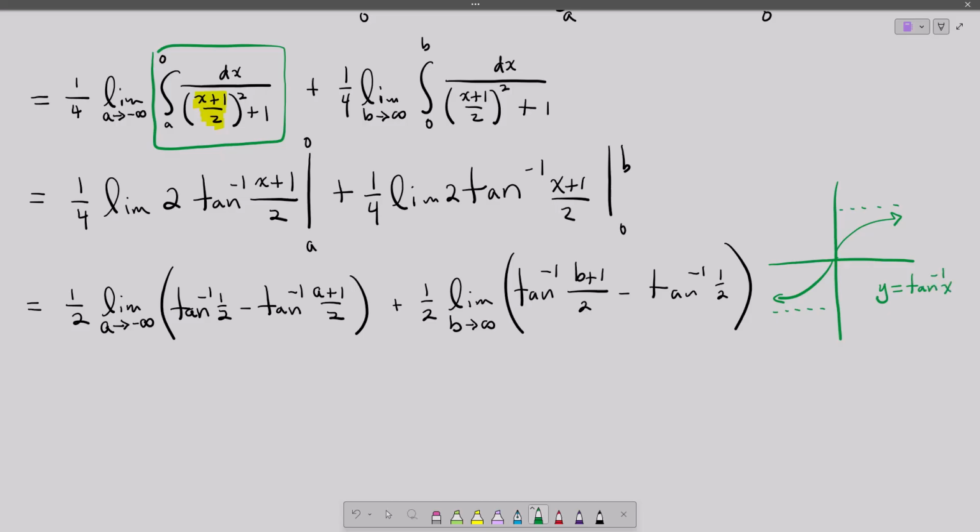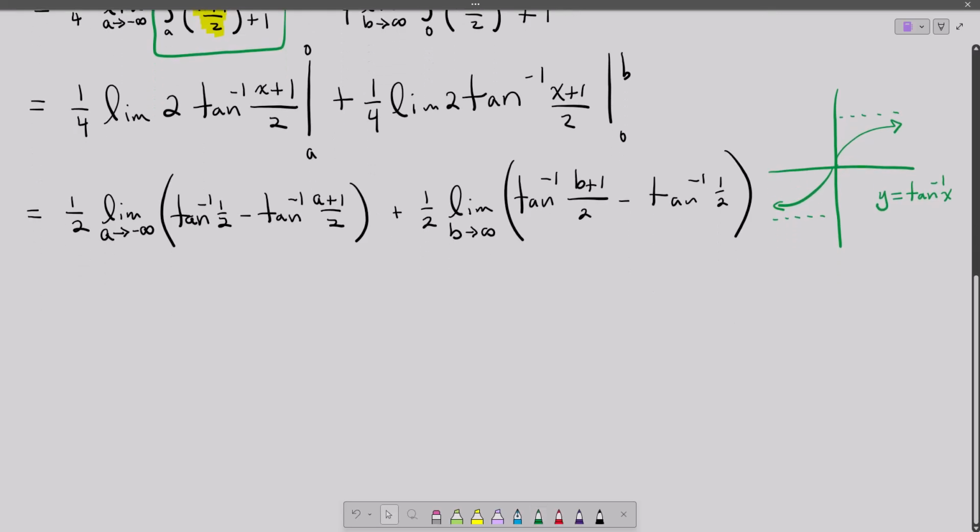Looks like that. So, limit of a constant: arctan of 1/2 is a constant. The limit of a constant is itself. Right? There's no variable. Let's look at this one.